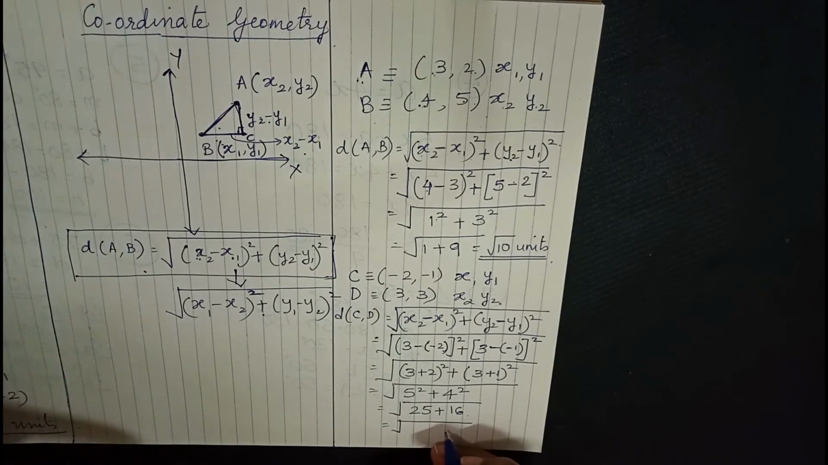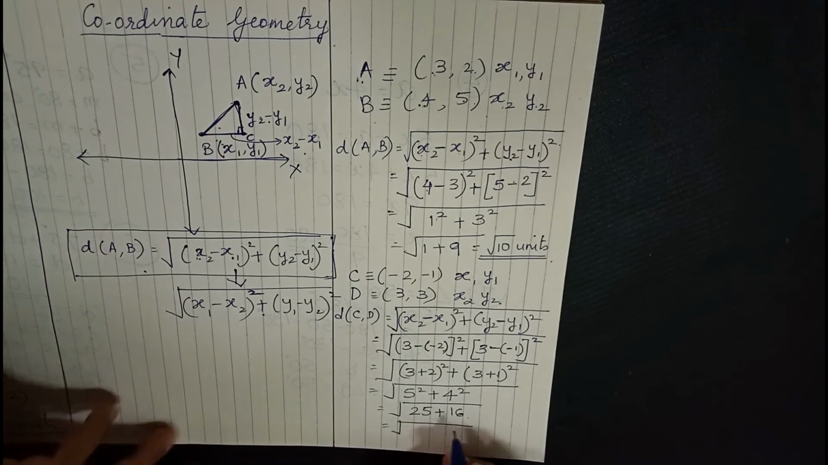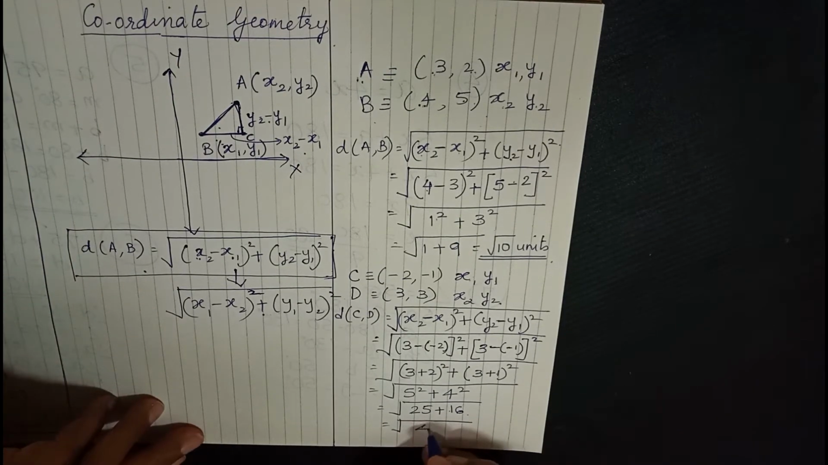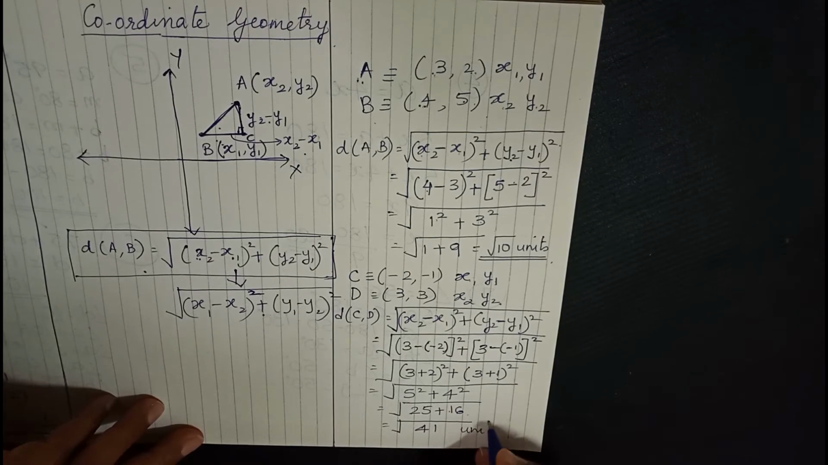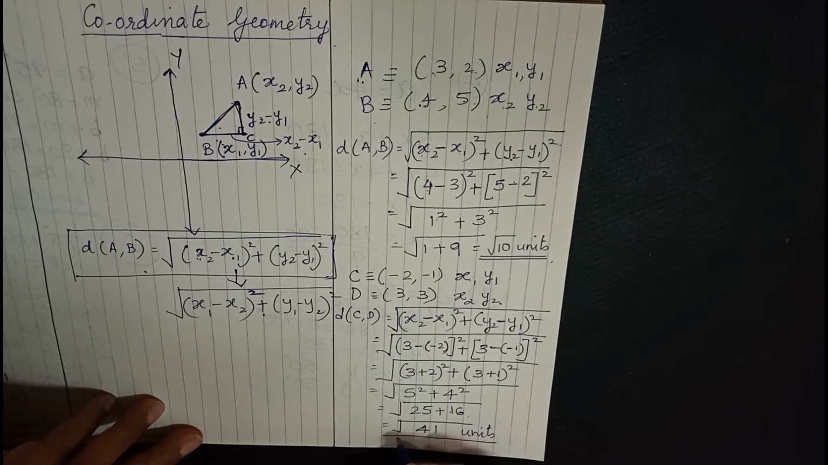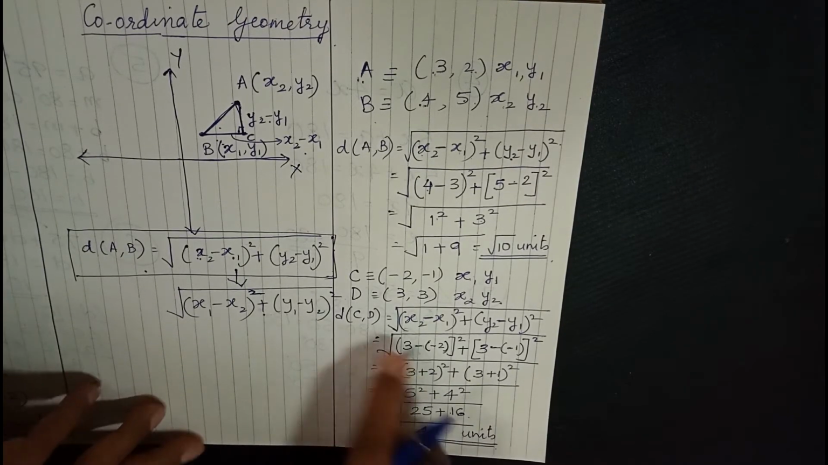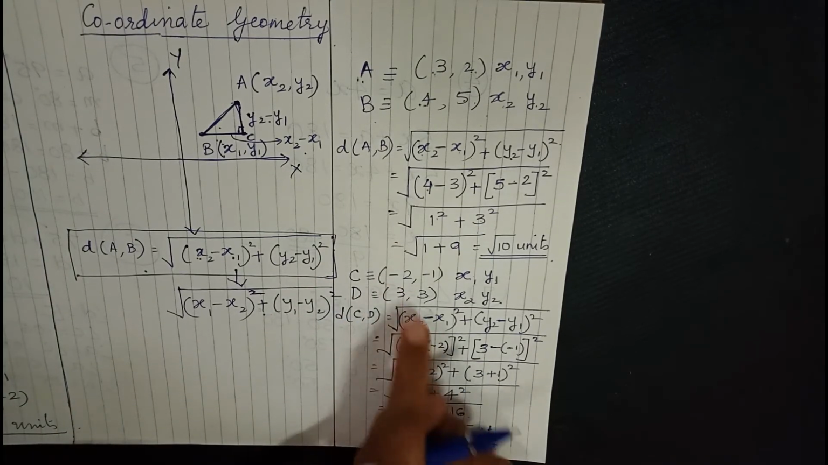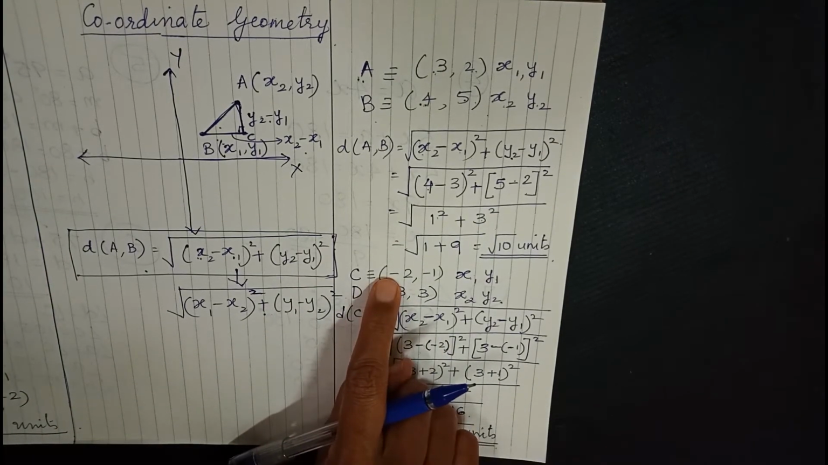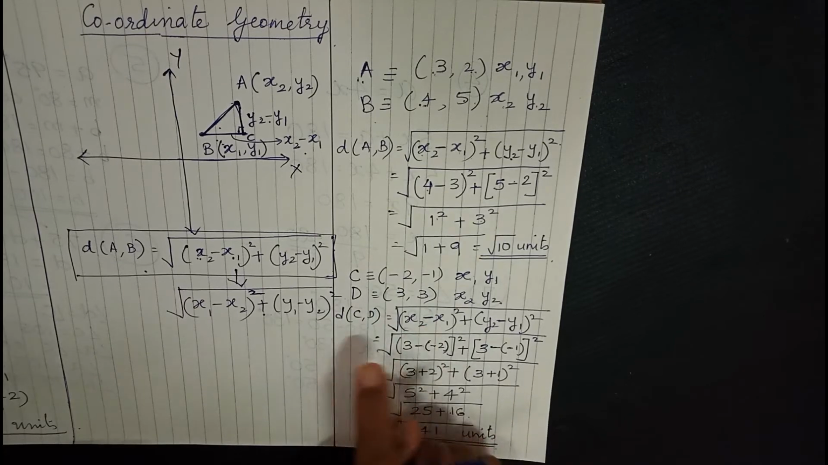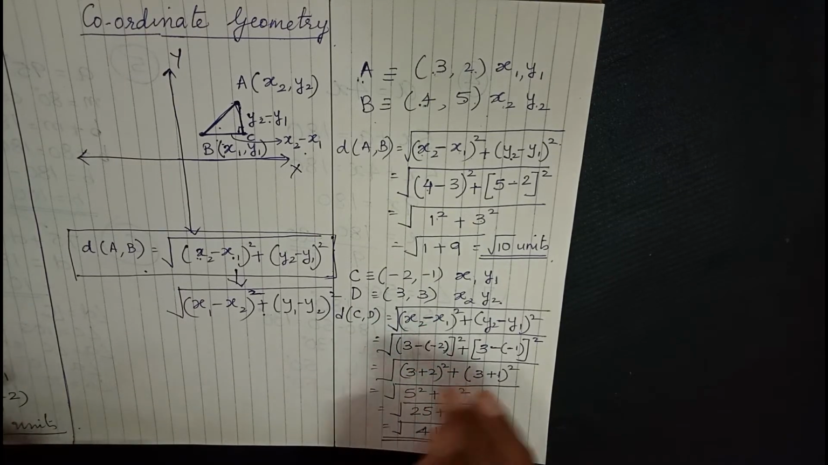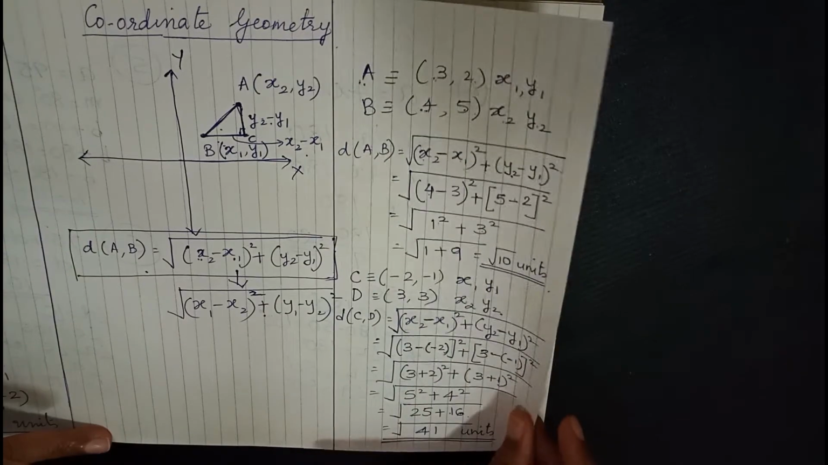It is not necessary that every time you should get a perfect square. So 25 plus 16 is 41 units. So this becomes distance CD. Only thing you should remember in these formulas is when you are substituting the values, the signs that you are carrying should be proper. If you don't carry your signs properly, you will get the wrong answer.